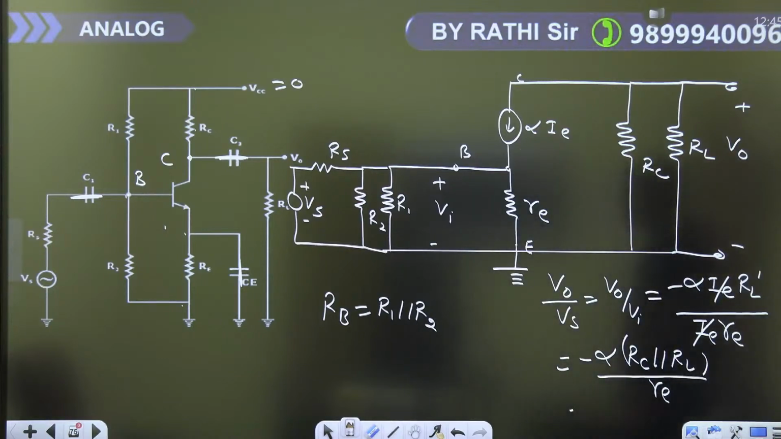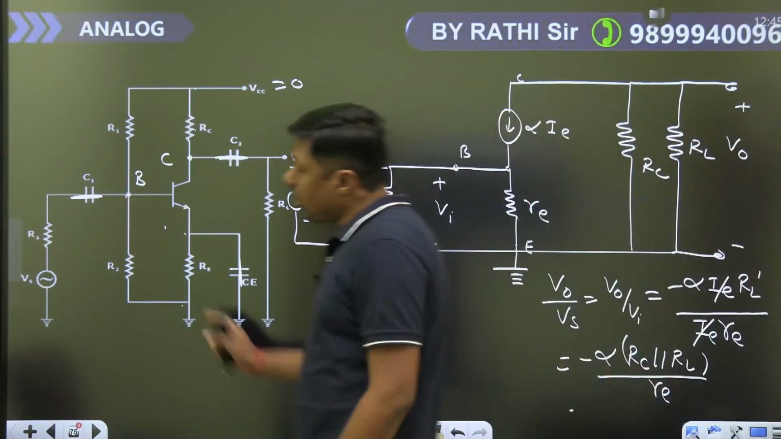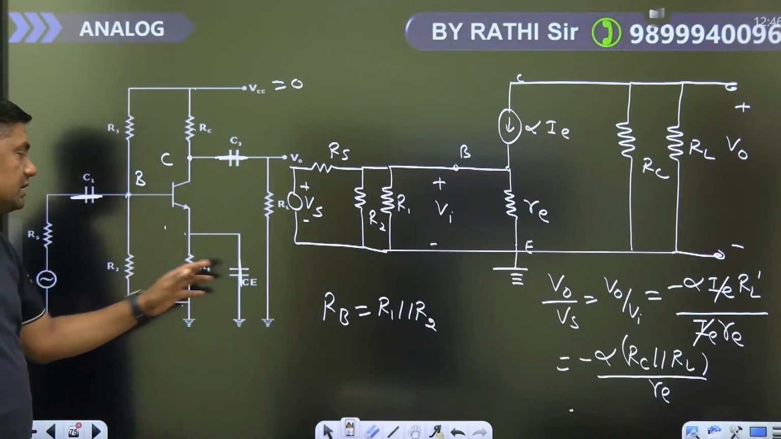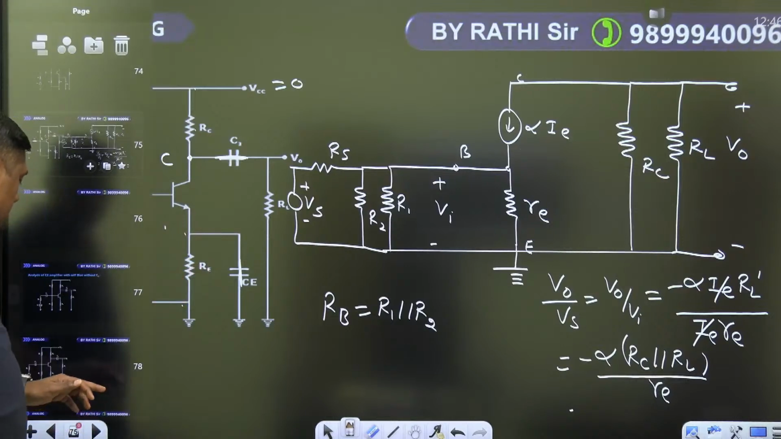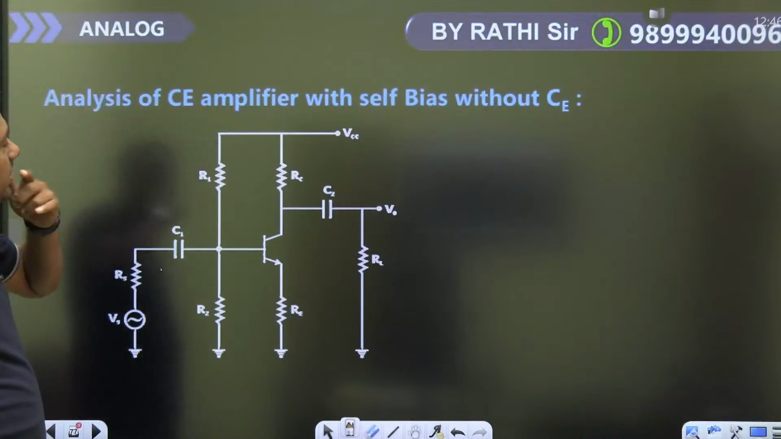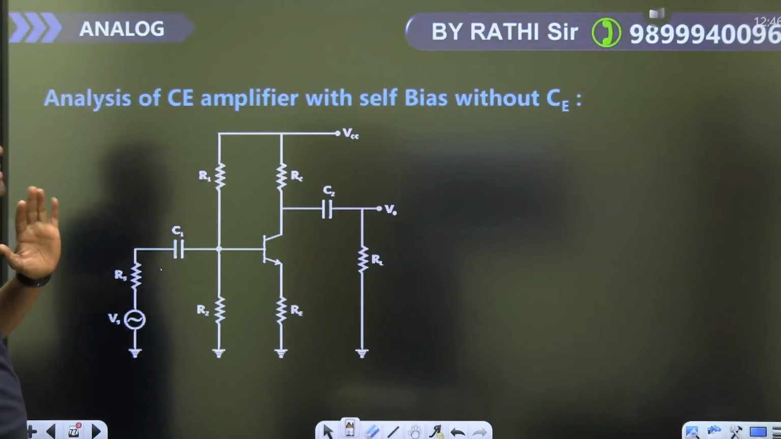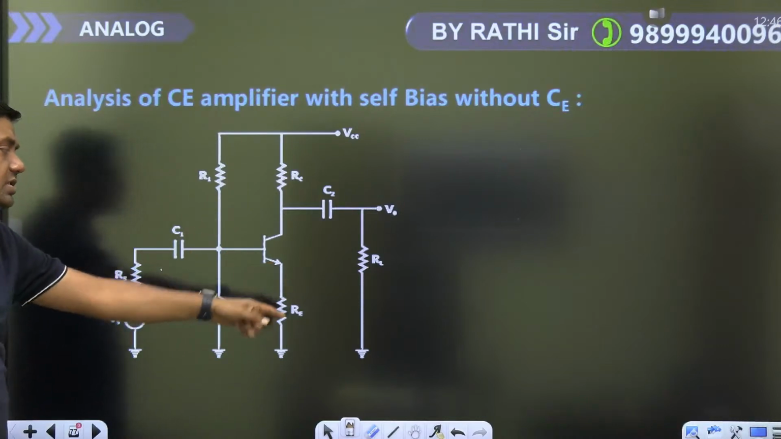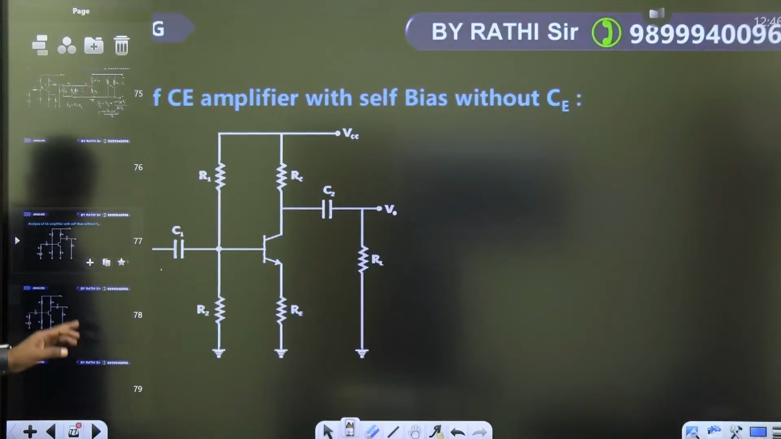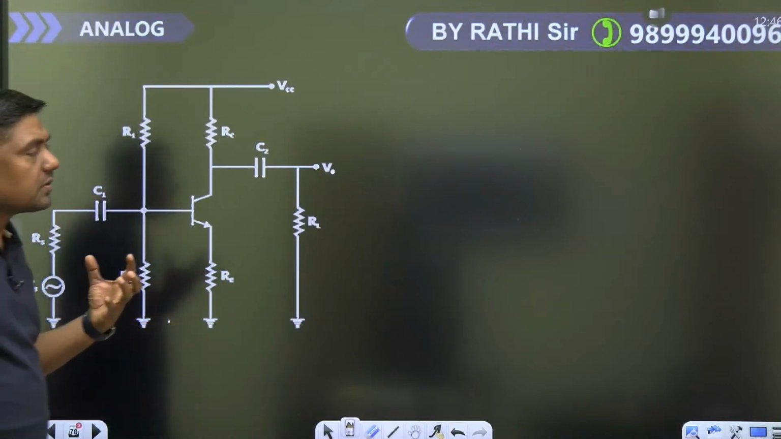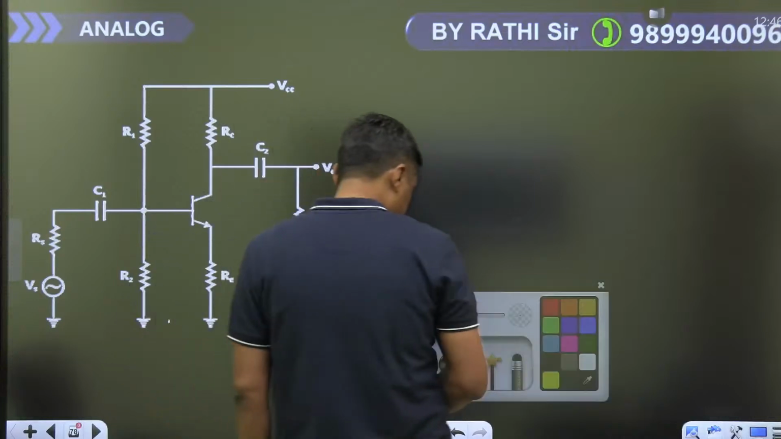Now, if RE is not bypassed, then what type of model? This is the diagram: analysis of common emitter amplifier with self bias without C. RE is connected, so it is called a self bias circuit, but C is not connected here. If C is not connected here, then what is the AC analysis model? Watch the model carefully.